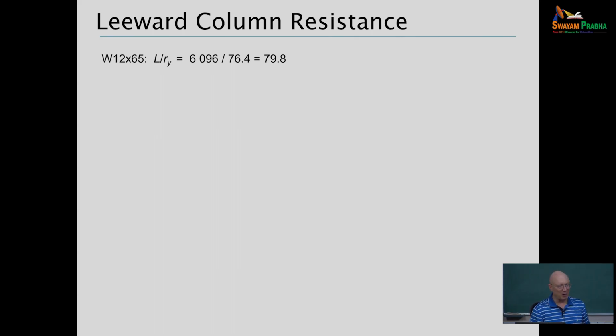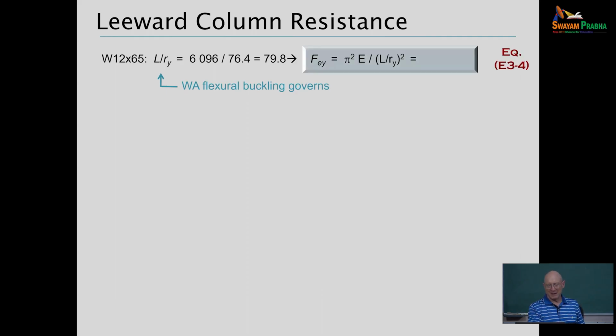So I would have an L over r_x, but r_x is going to be much larger than r_y. I've got an L over r_y here since I have bracing only top and bottom out of plane, so that's going to be the governing slenderness for the column. The weak axis flexural buckling governs. And so if we put that into the equation for the flexural buckling stress of the column, basically the Euler formula, we get 310 megapascals.